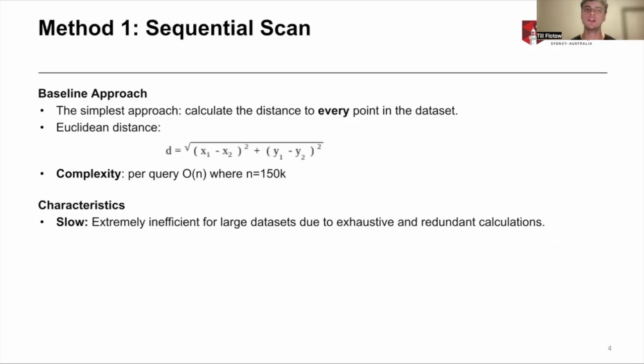Our first approach is the sequential scan. This is our baseline approach, and it is the simplest possible way to find a neighbor. The algorithm just calculates the Euclidean distance from the user query point to every single point in the dataset. Because it checks every point, the time complexity per query is O(n), where n is the number of data points, and in our case, it's 150,000.